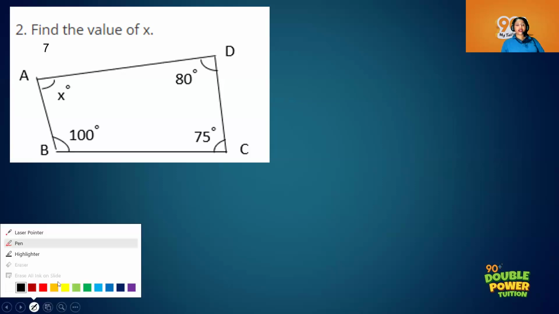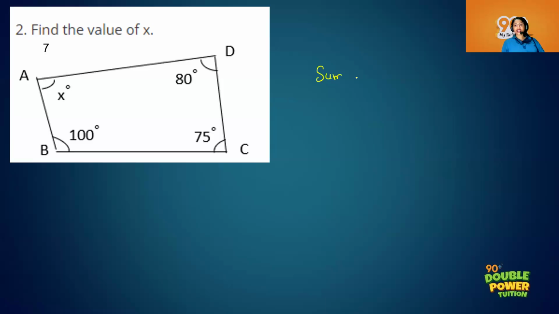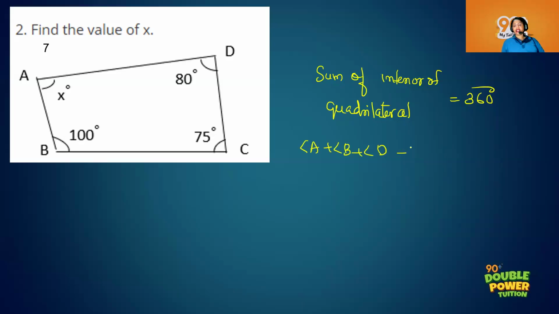We already studied in the last class, sum of the interior angle of a quadrilateral is dash, Ria. Sum of the interior angle of a quadrilateral. What do you mean by sum of the interior angle of a quadrilateral is equal to dash, Tia? 360 degrees. So angle A plus angle B plus angle C plus angle D equal to 360 degree. Sorry, this is angle C. So that is x plus 100 plus 75 plus 80 degrees equal to 360 degree.